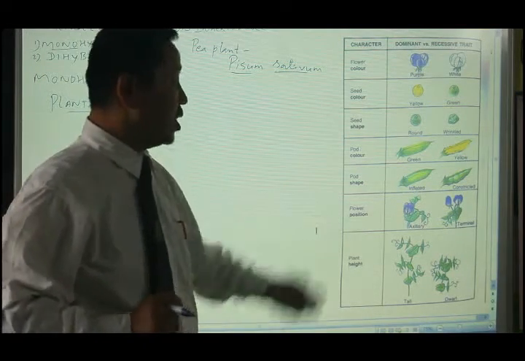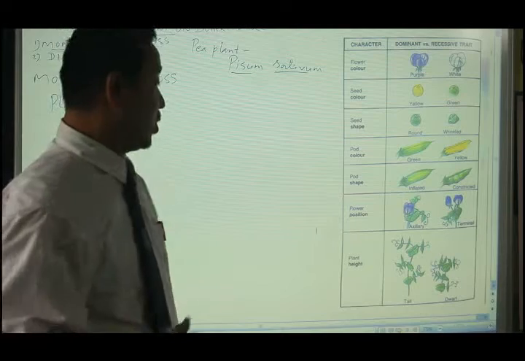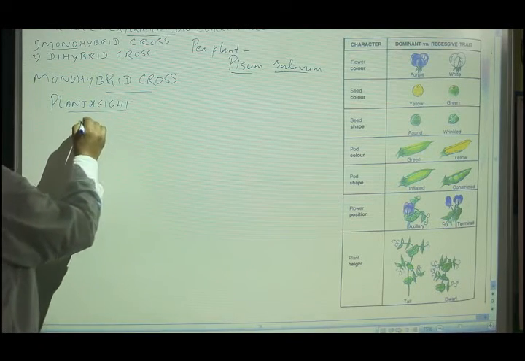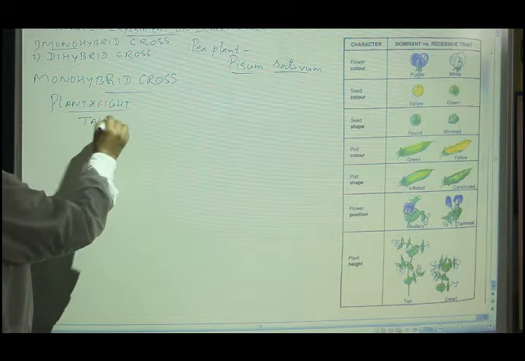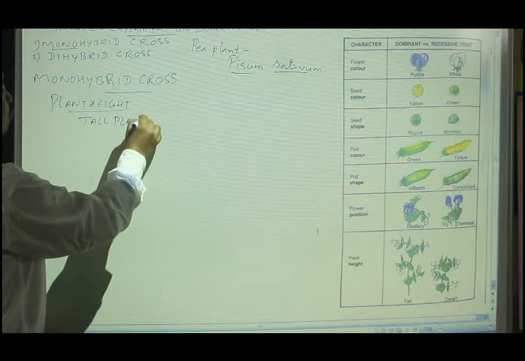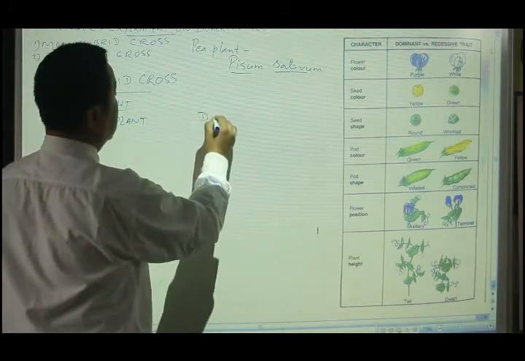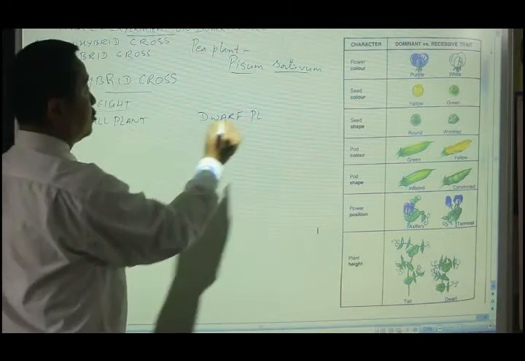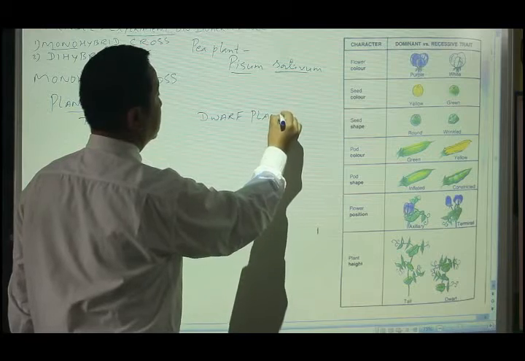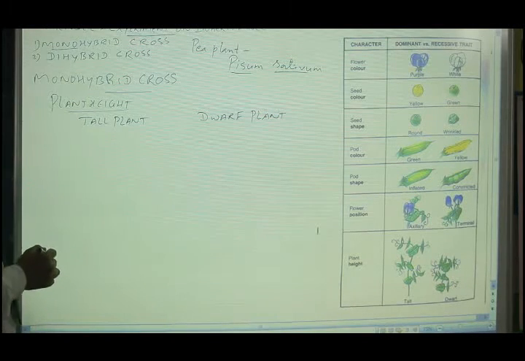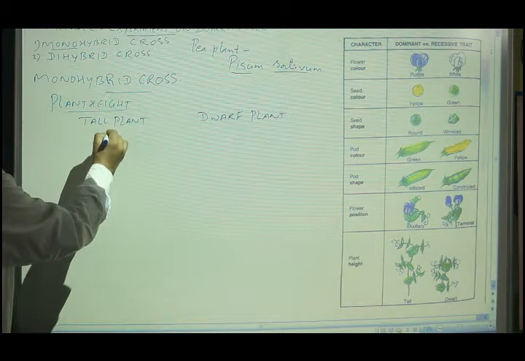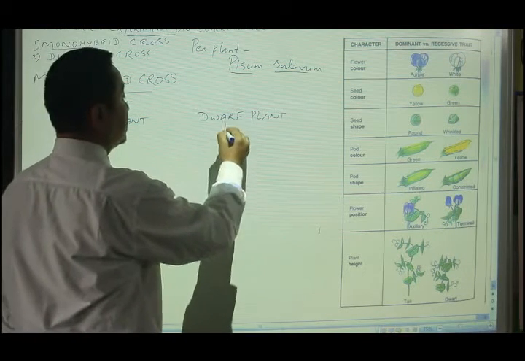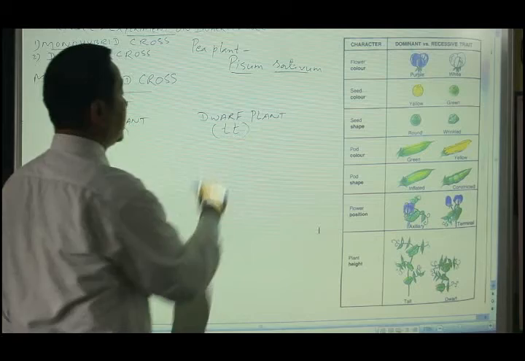That is one pure tall, the other one is pure dwarf. Tall plant and dwarf plant. Alright? So tall plant is represented by capital T and this dwarf plant is represented by small t.